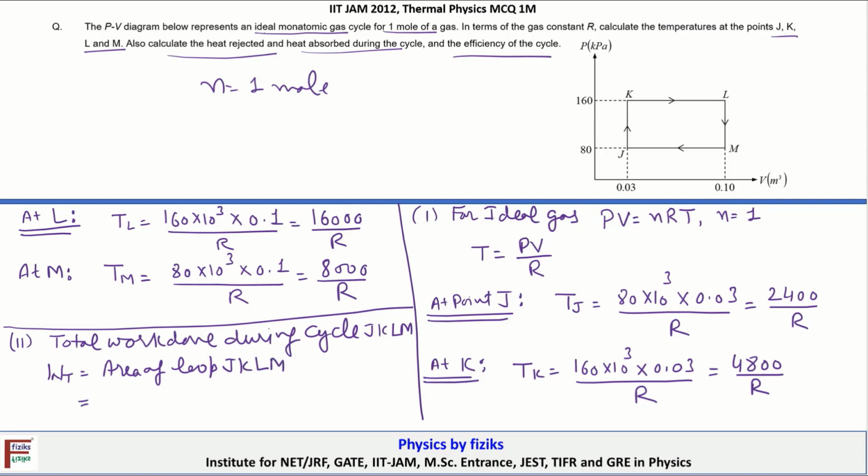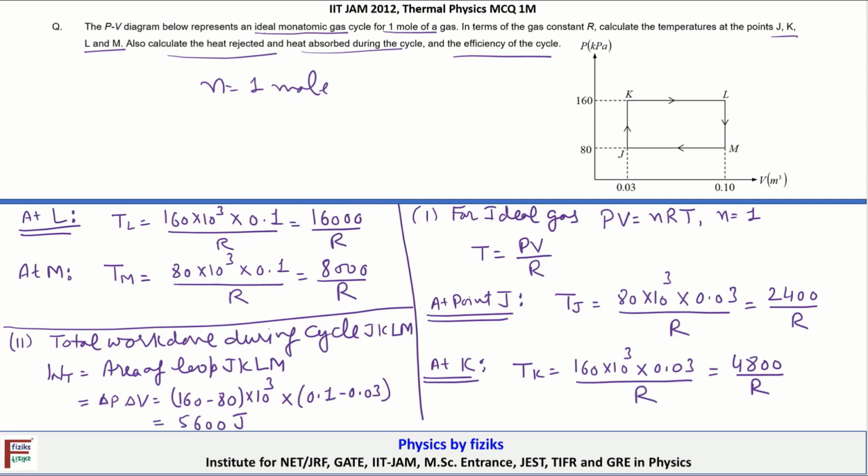Simply we have to plug in the information. That is equal to the change in pressure times the change in volume, which is (160 minus 80) multiplied by 10 power 3, this is the pressure change, and then multiplied by delta V, the other arm of this rectangle, which is 0.1 minus 0.03. After doing the calculation, this will come out to be equal to 5600 joule. So this is the total work done during the complete process.